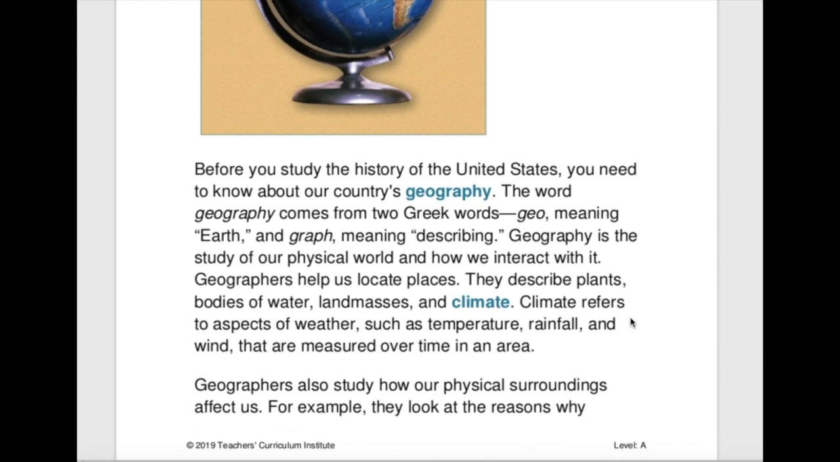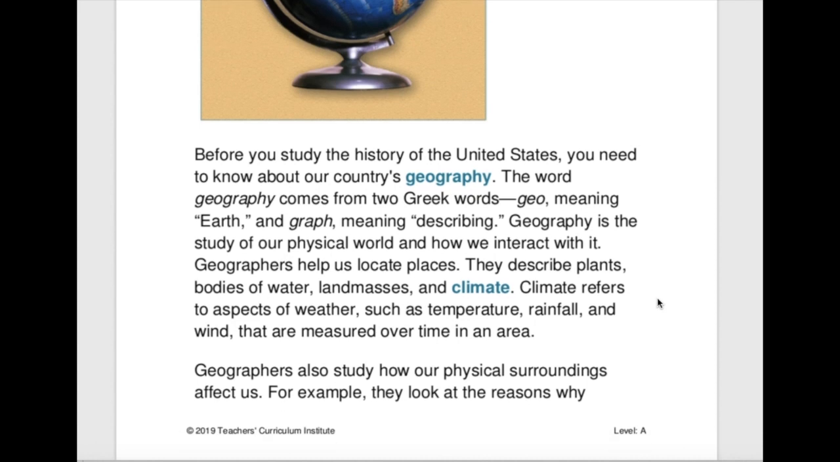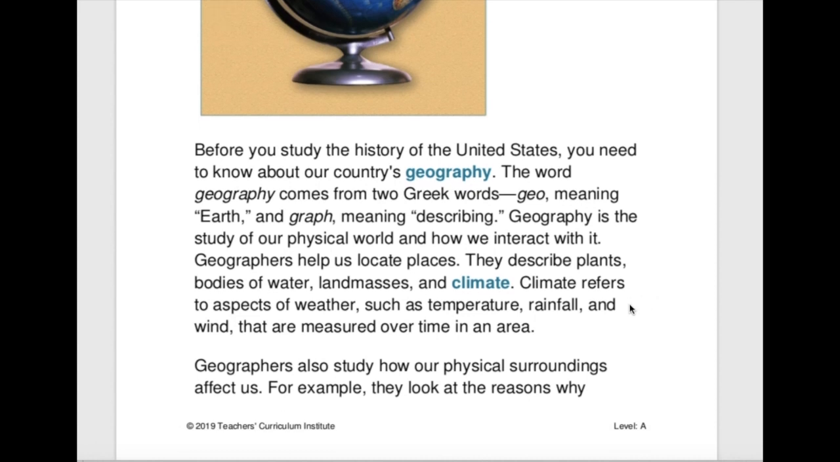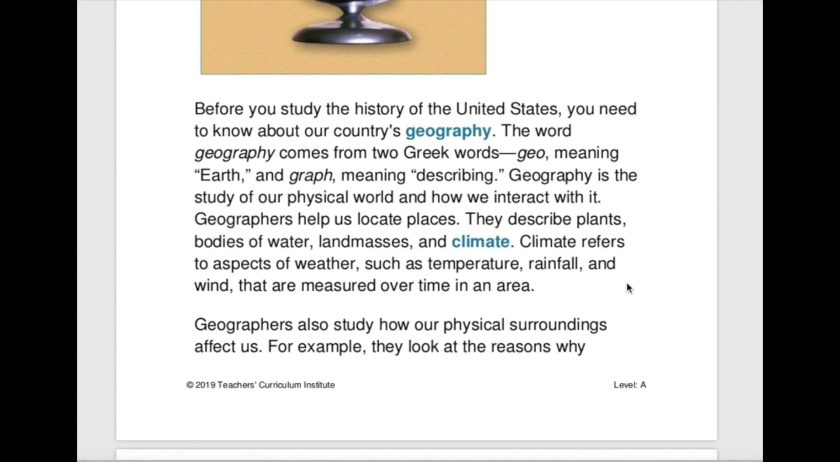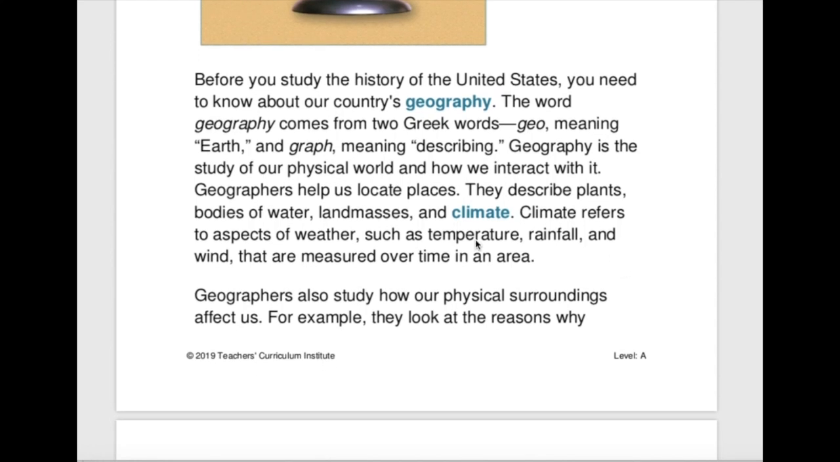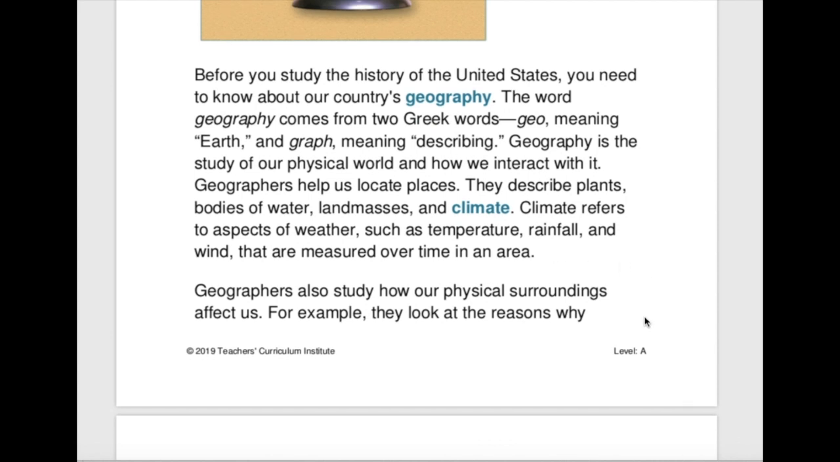Before you study the history of the United States, you need to know about our country's geography. The word geography comes from two Greek words, geo, meaning earth, and graph, meaning describing. Geography is the study of our physical world and how we interact with it. Geographers help us locate places. They describe plants, bodies of water, land masses, and climate. Climate refers to aspects of weather such as temperature, rainfall, and wind that are measured over time in an area.